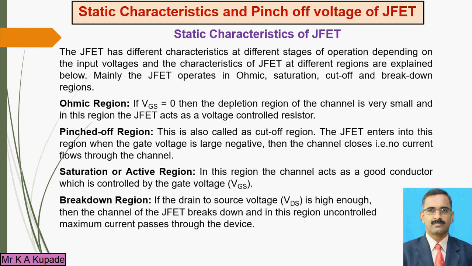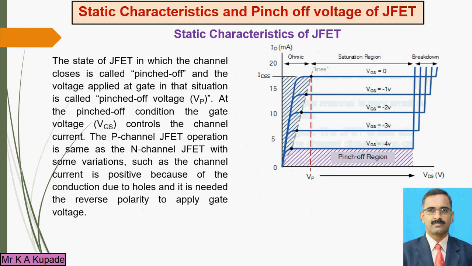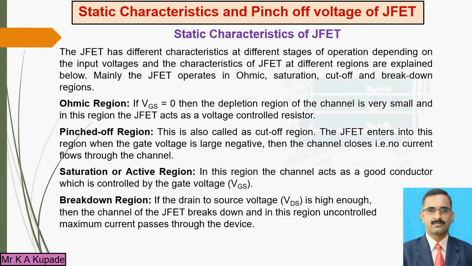In that region you can see that no current is flowing, but in the characteristic you get a constant value for IDS. As shown here, IDS is constant for some amount of VDS, for VGS equal to 0. That region is called the pinch off region, after which the current becomes constant.